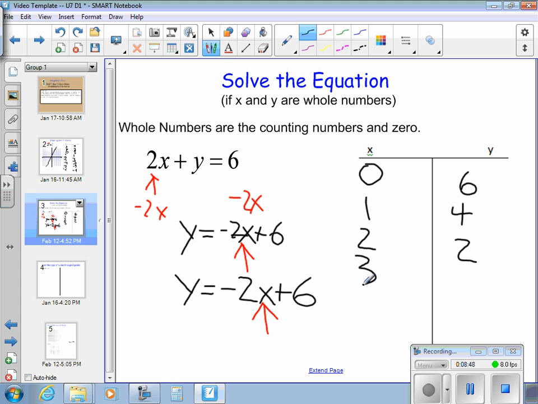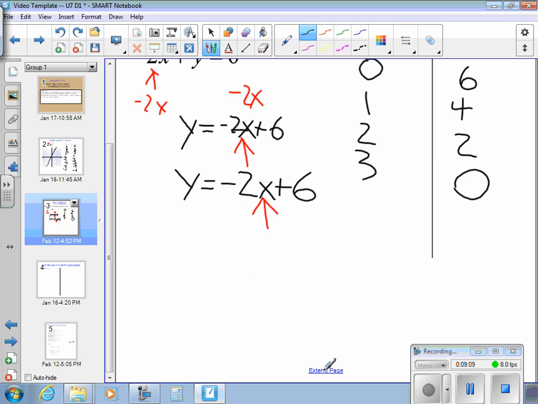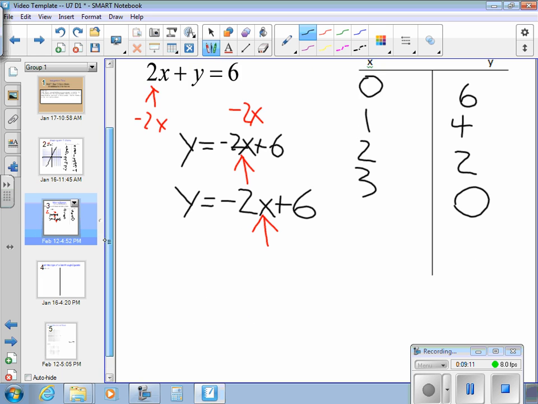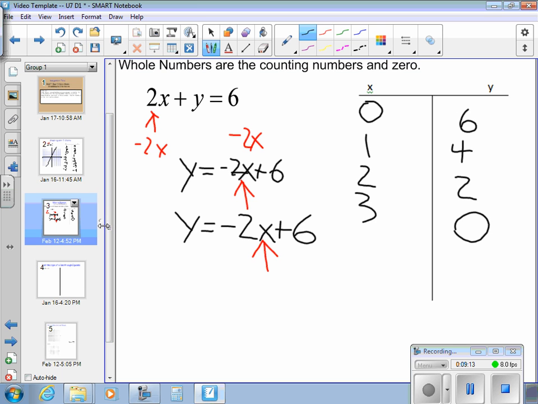Okay, we'll plug in a 3. Negative 2 times 3 is negative 6. Negative 6 plus 6 is 0. And that's as far as we go, because the next values we get would be negative. So we can't go any farther. And now we just need to write our answer. Let me scroll down a bit here. So what do we have?